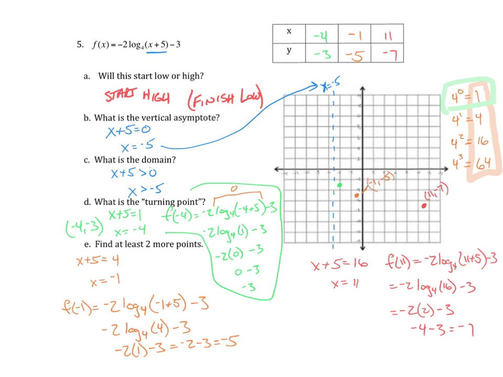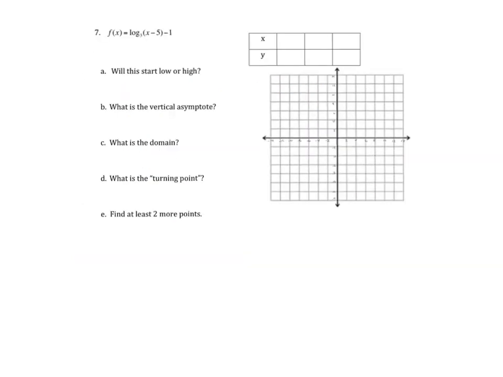Let's go ahead and put this graph together then. It's going to start up high, and it's going to turn right through these points and head off in this direction right here. All right, and there's that problem. On to number 7. Number 7, similar kind of thing.